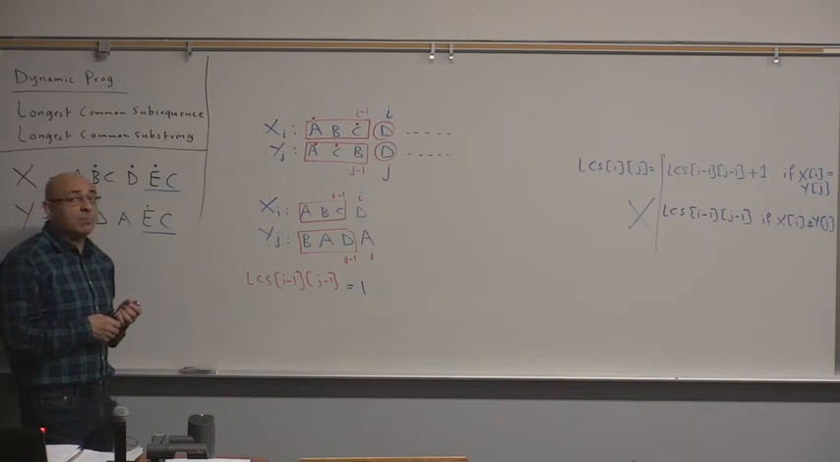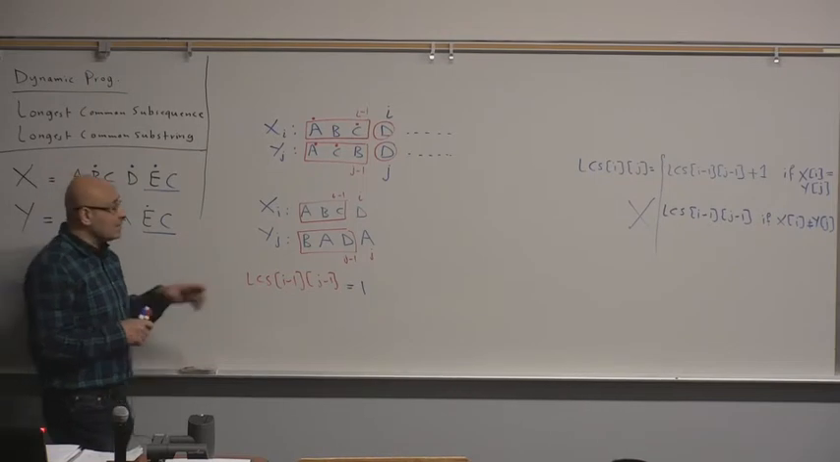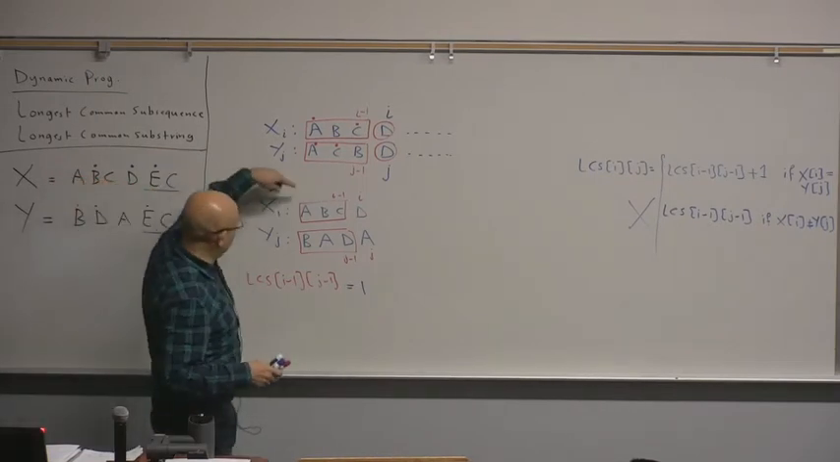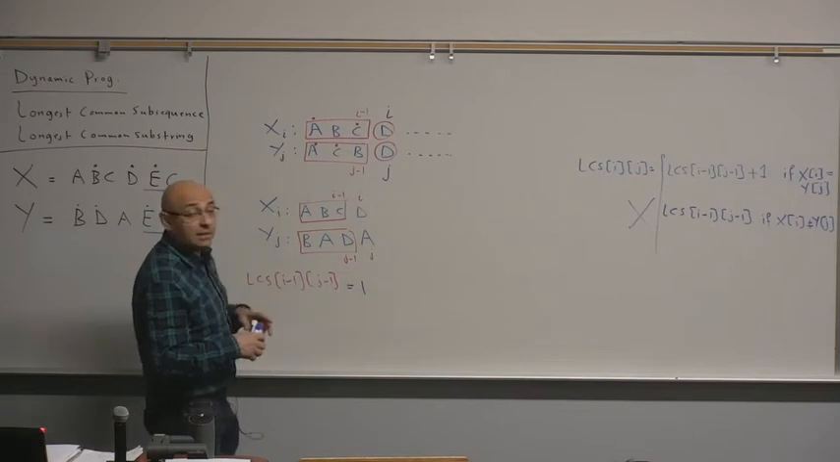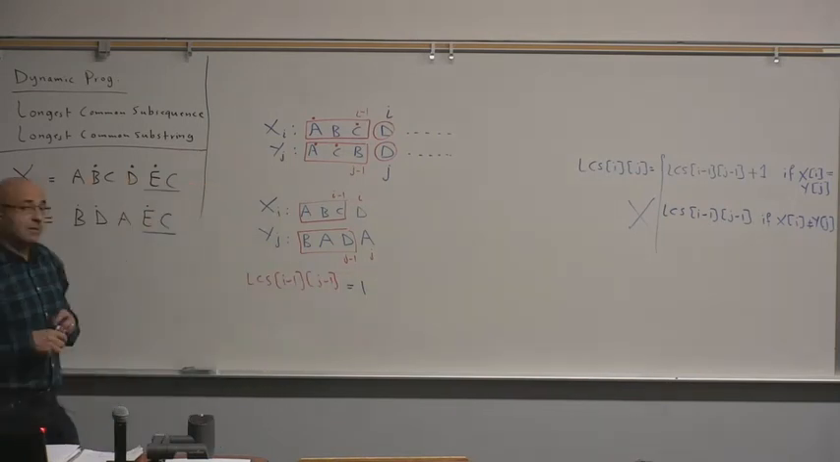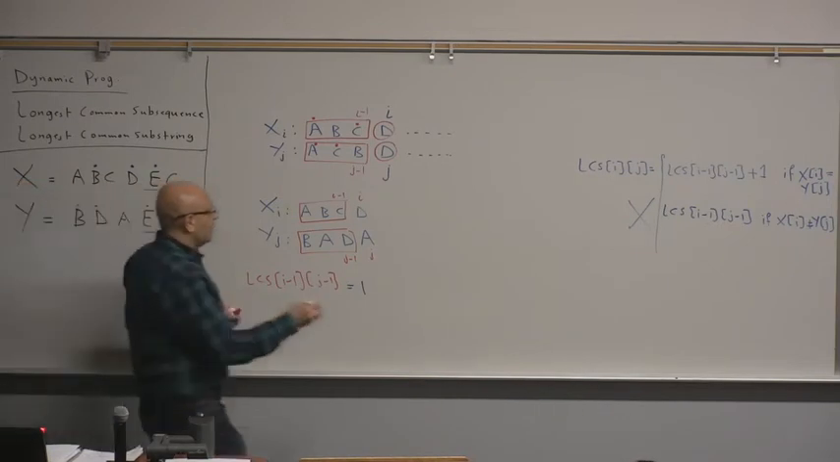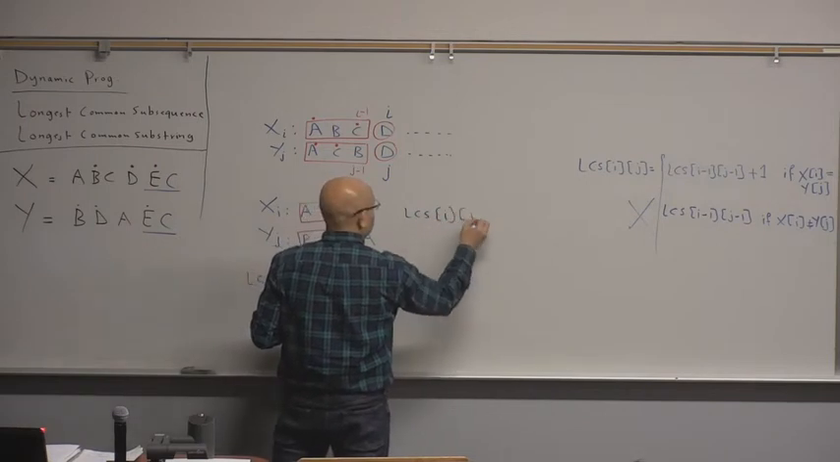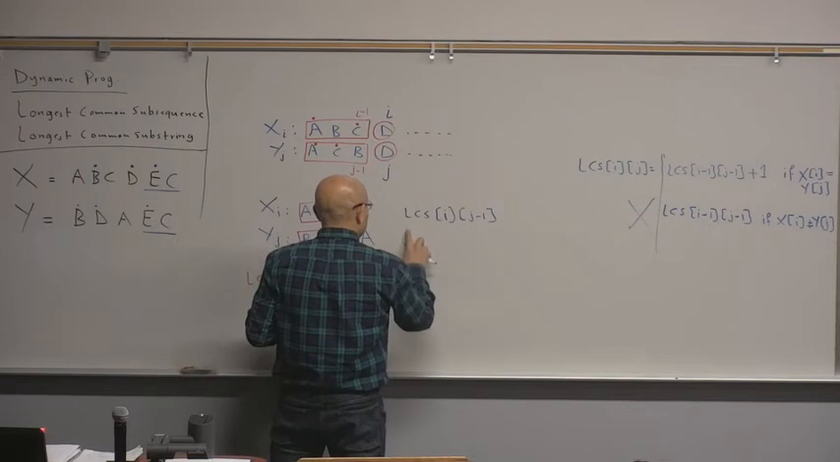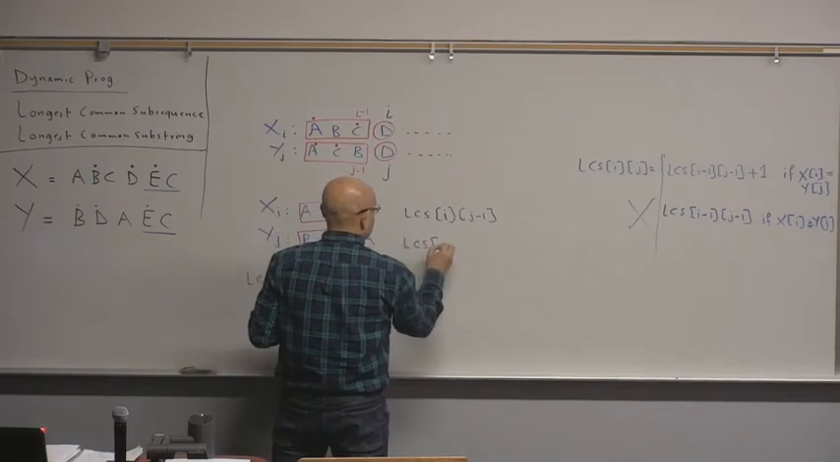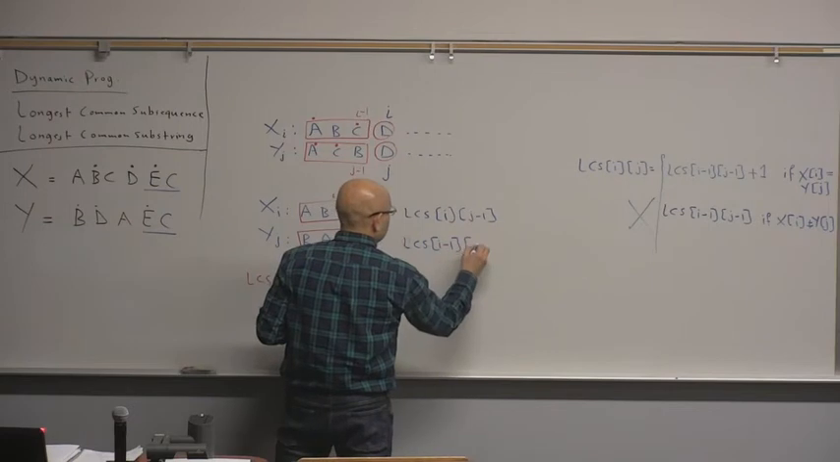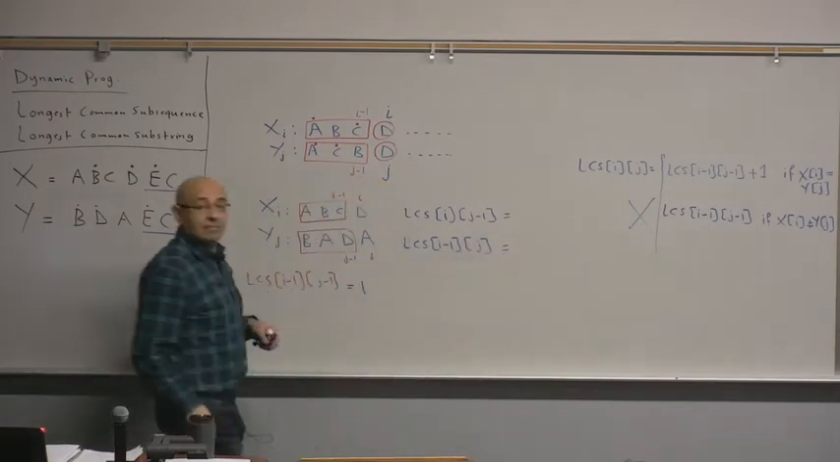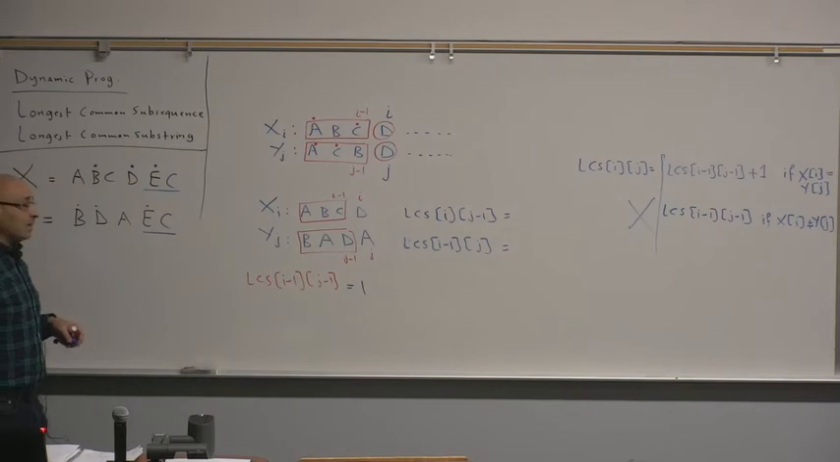Think of solutions to subproblems. The subproblems do not necessarily have to be x of i minus 1 and y of j minus 1. Think of other subproblems. Exactly, you can think of the longest common subsequence between i and j minus 1, and the longest common subsequence of i minus 1 and j. These are two subproblems that are relevant.